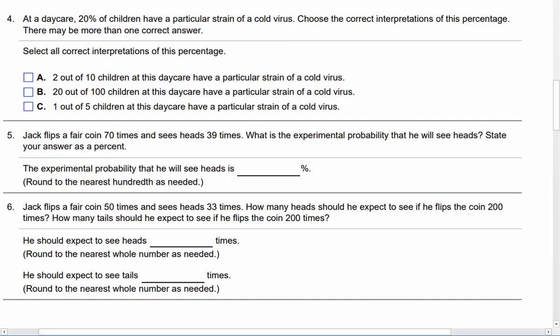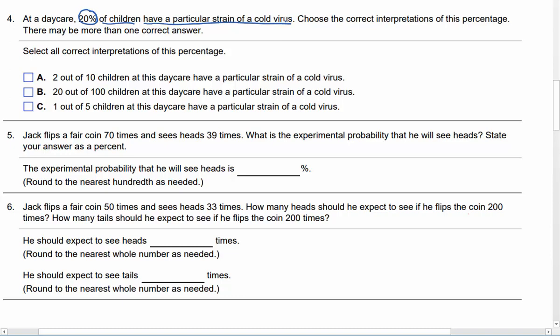In problem number 4 in section 1.5, we're going to take a look at what's happening at a daycare. 20% of children have a particular strain of a cold virus. Choose the correct interpretations of this percentage. There may be more than one correct answer. So what we need to realize is they gave us a percentage that's related to what percentage of children have a particular strain of a cold virus.